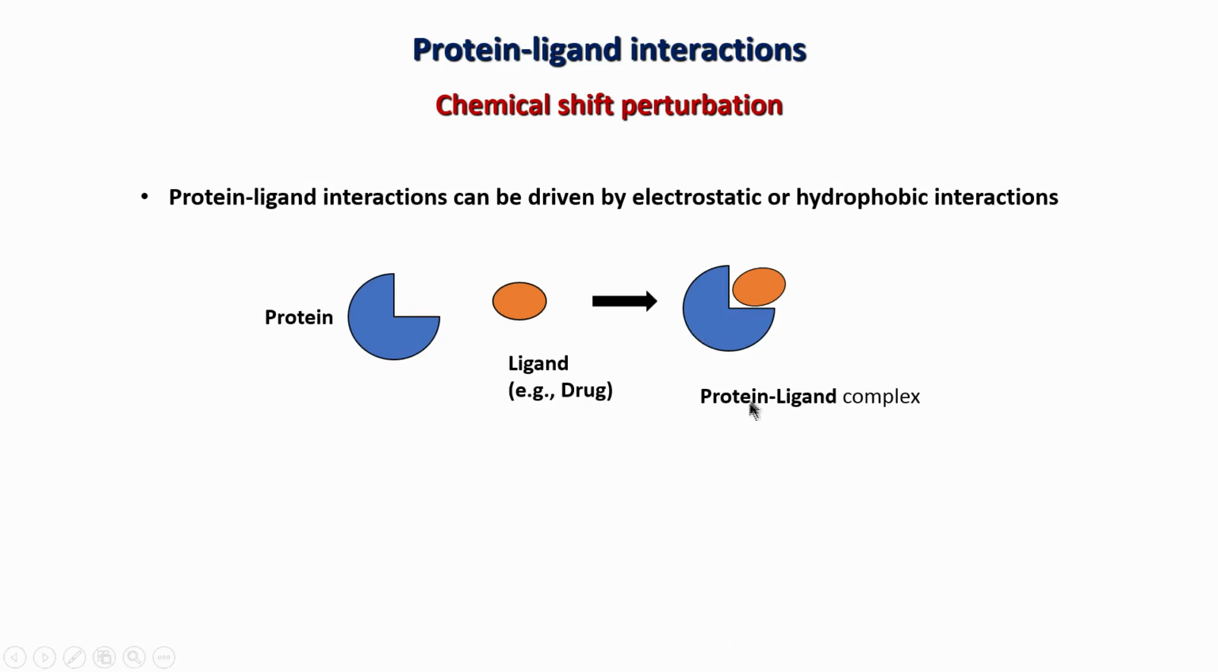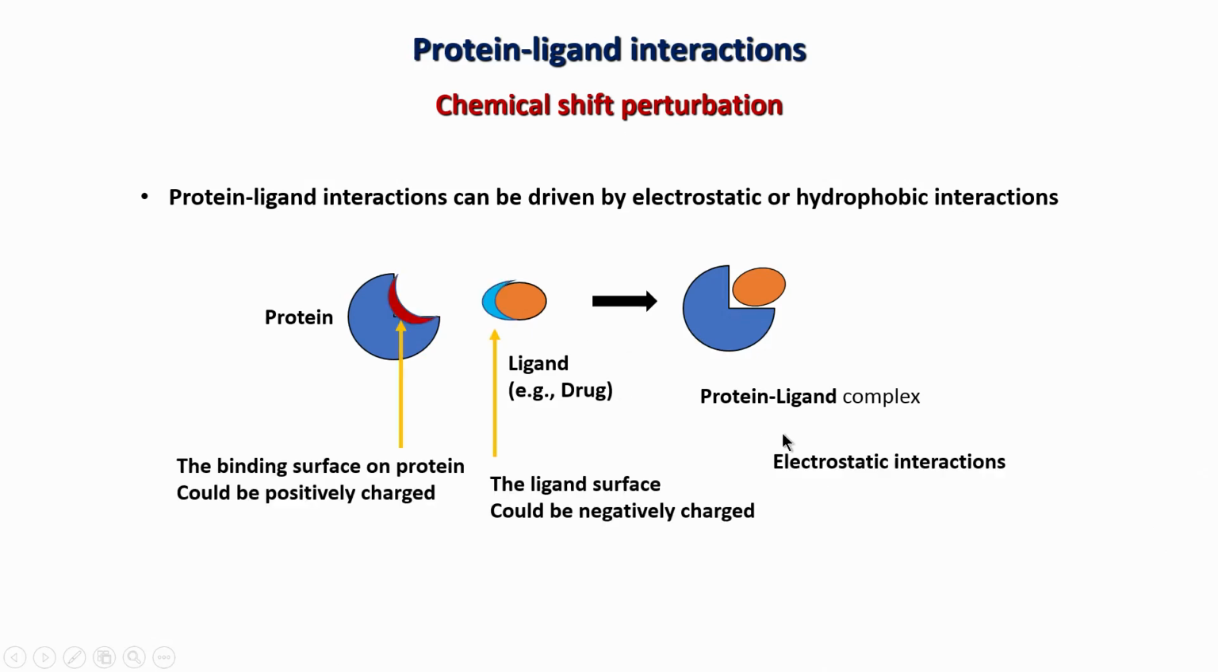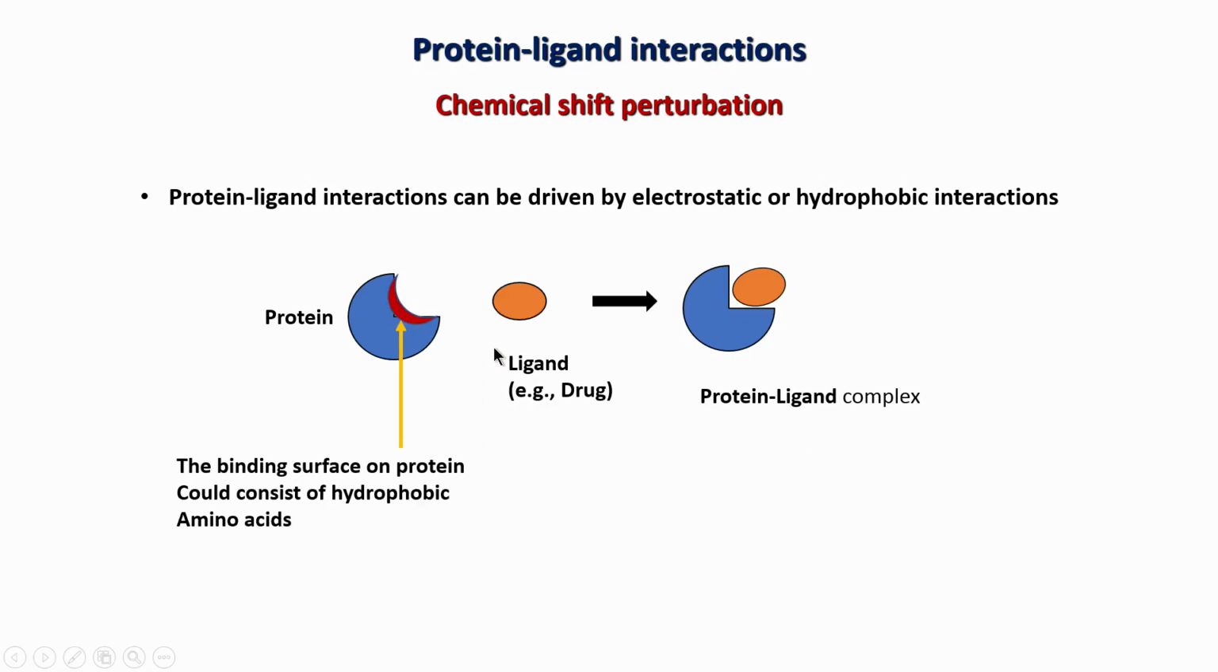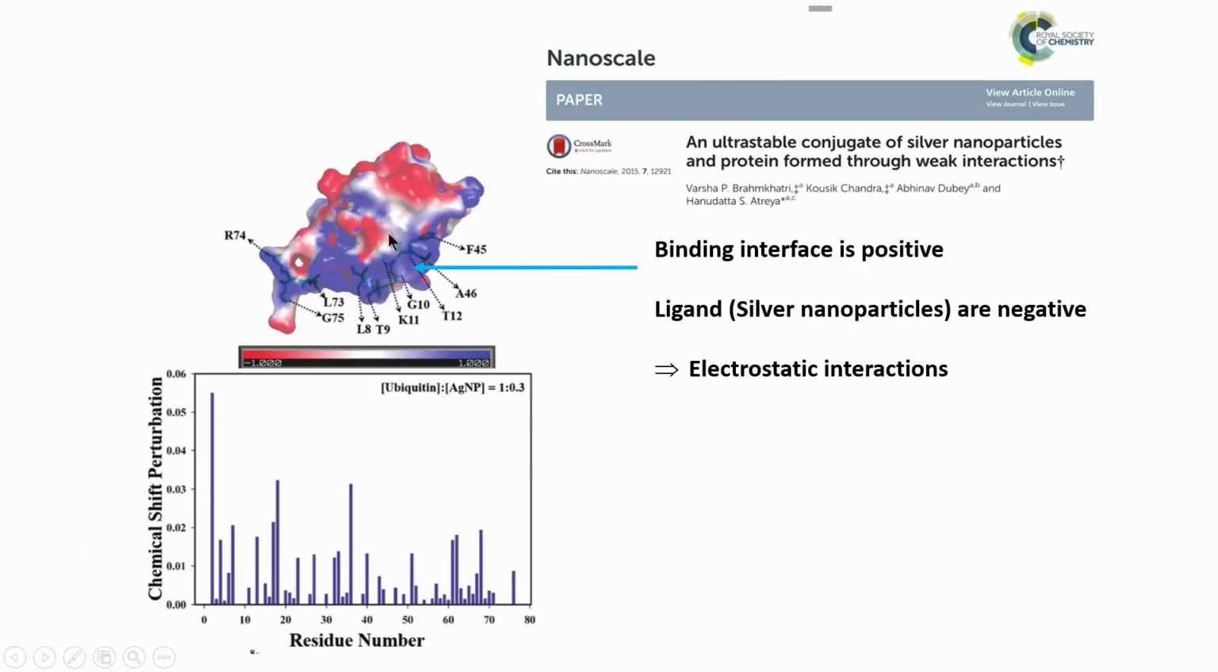This is something again we saw in the last class, that you can have what are called electrostatic interactions, wherein the positively charged surface or a negatively charged surface of the ligand can interact with an oppositely charged surface on the protein. So, we saw one real case example of the protein ubiquitin binding to a nanoparticle, and I mentioned that the silver nanoparticle is negative in its overall charge, and therefore it interacts with the positively charged surface on the protein.